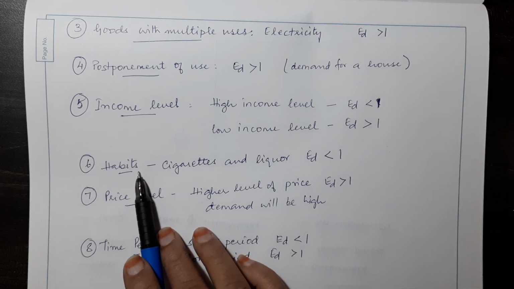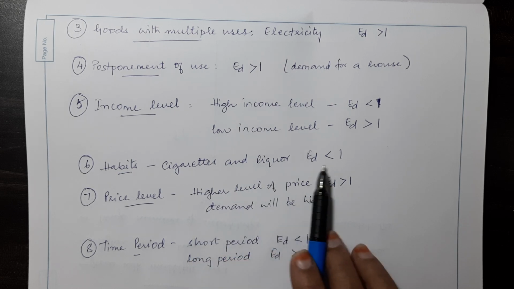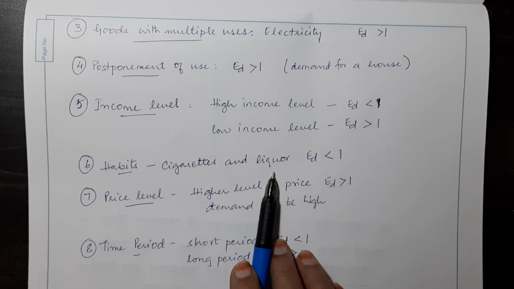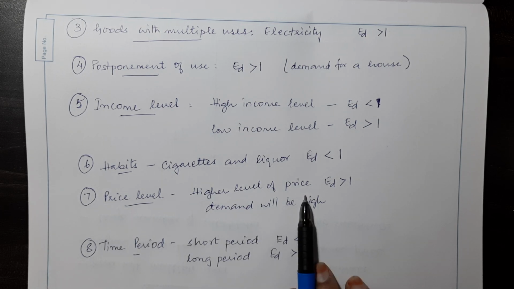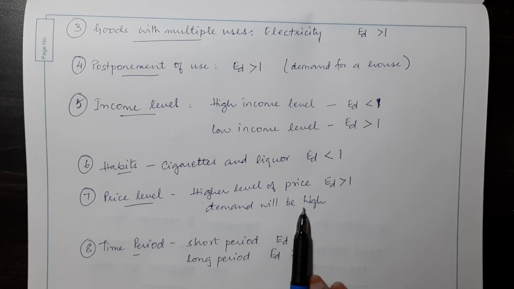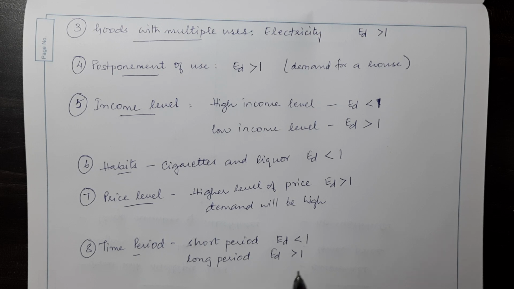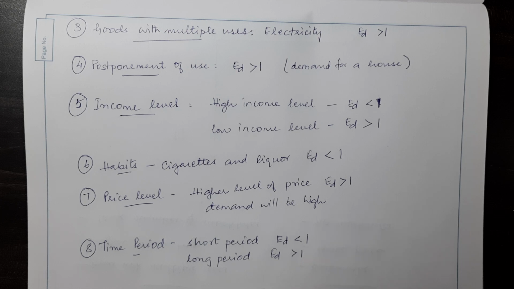Another factor is habit formation, like people who smoke cigarettes and liquor. These kind of things, the elasticity would be less than 1. Whatever be the price, they go for those goods. Then the seventh factor is price level. Higher level of price would mean higher elasticity because the demand will be higher. What are the examples that we can give over here is, you know, certain upper segments and lower segments of the people, the ratio tends to be low.